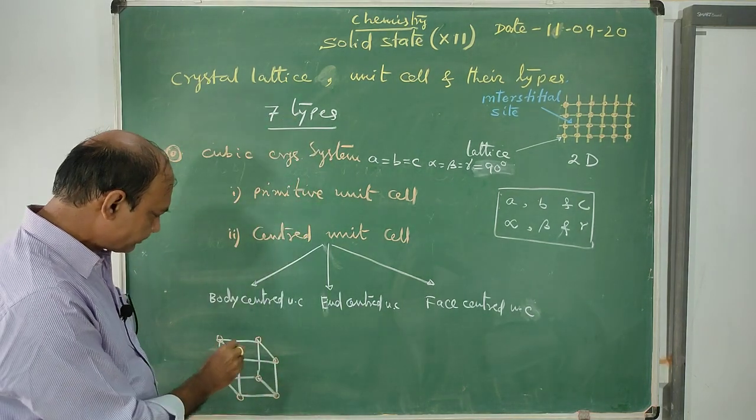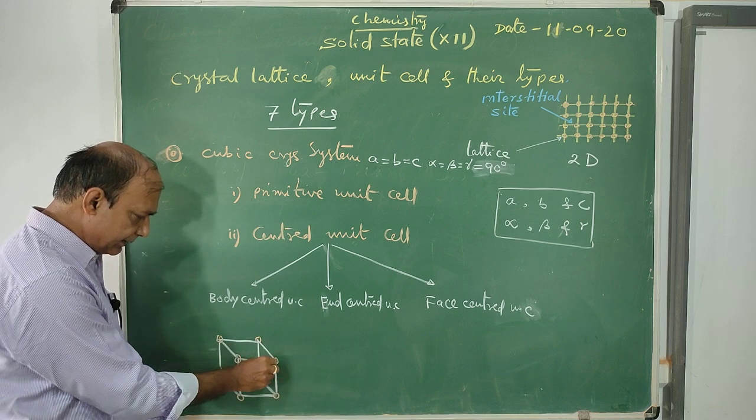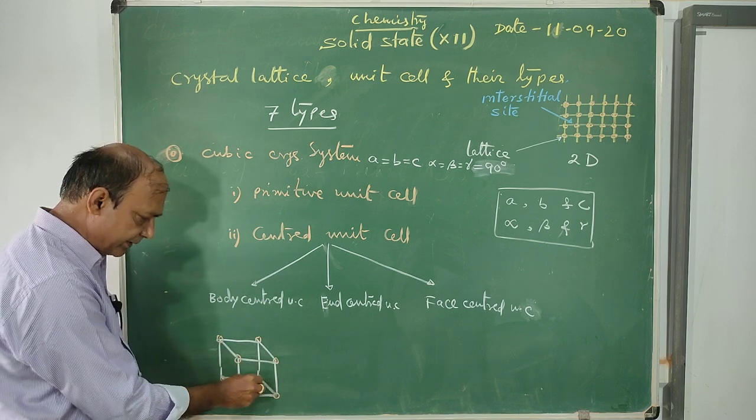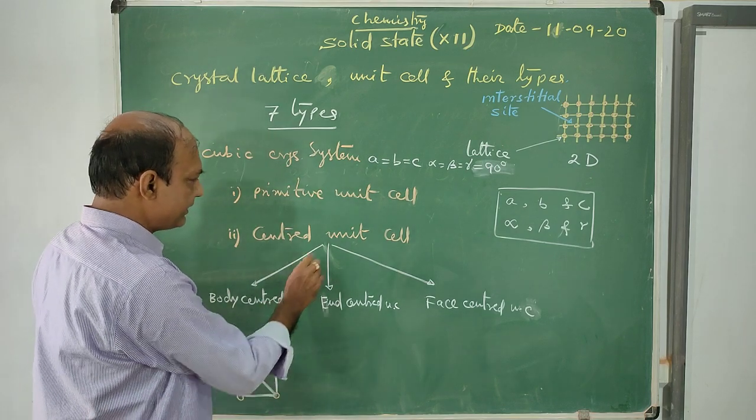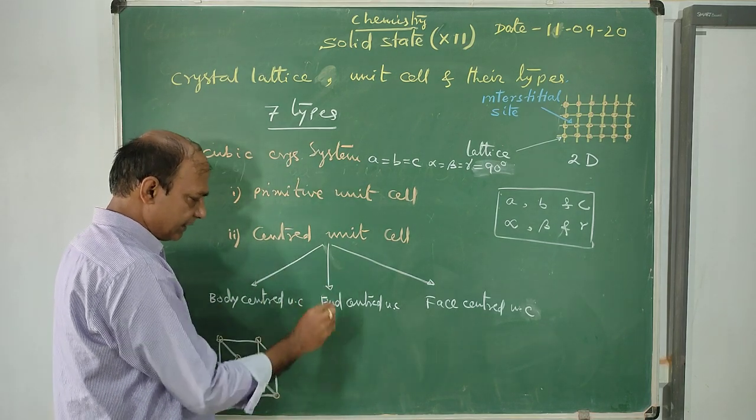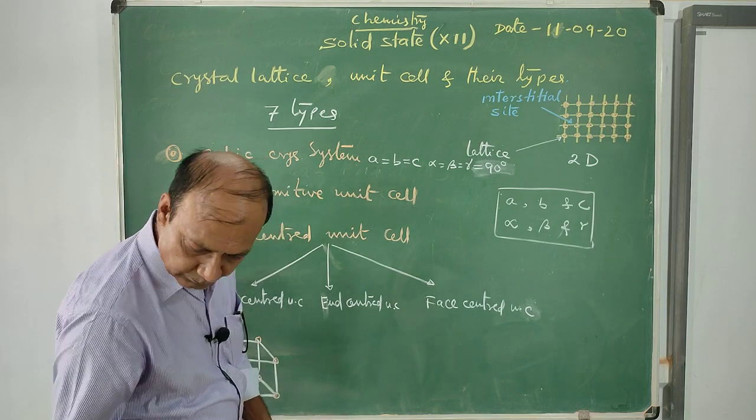Now see, here is a particle. These are the particles. There are 8 corners. Particles are present only at the corners. Now see centered unit cell.